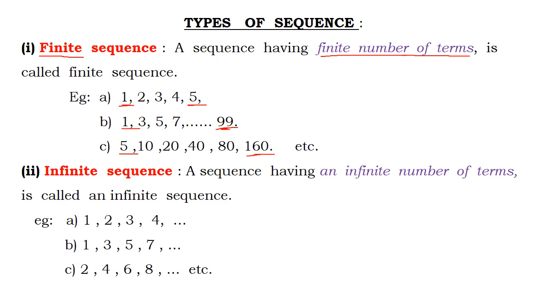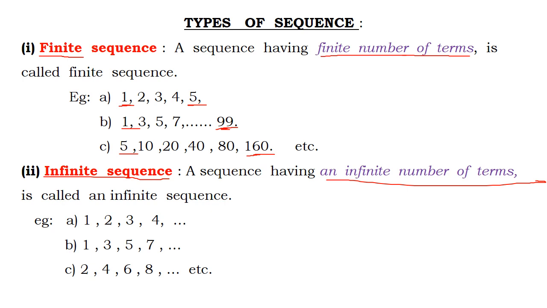So the second one, infinite sequence. Infinite is nothing but uncountable, impossible to count. So come to the definition. An infinite sequence is a sequence having an infinite number of terms. A sequence having an infinite number of terms is called an infinite sequence.